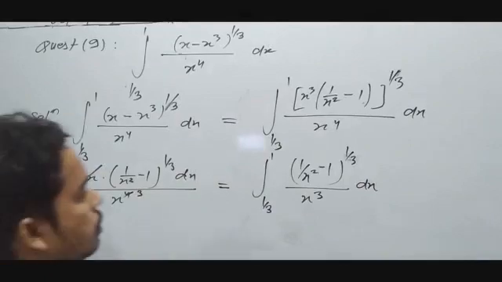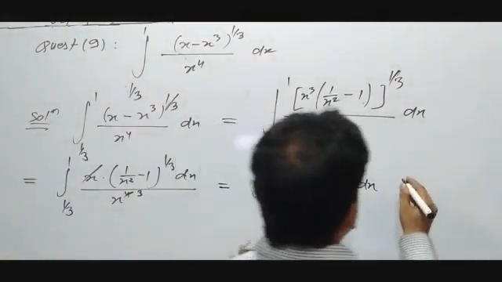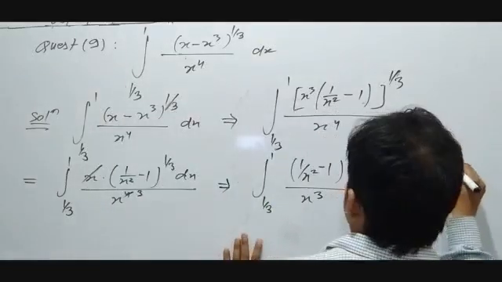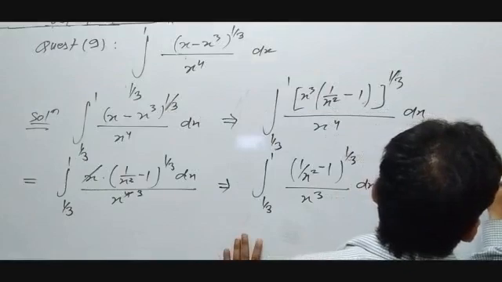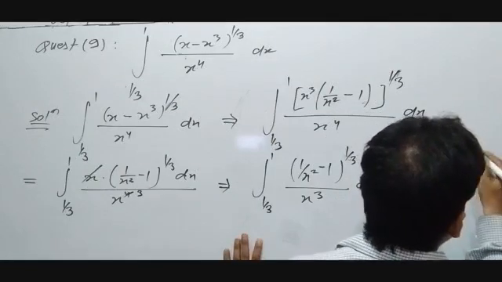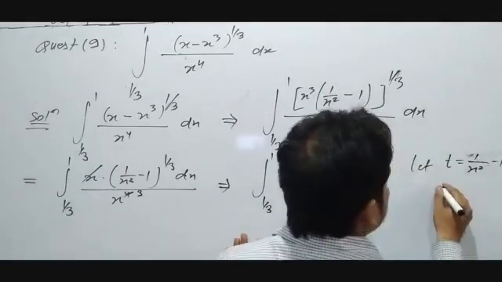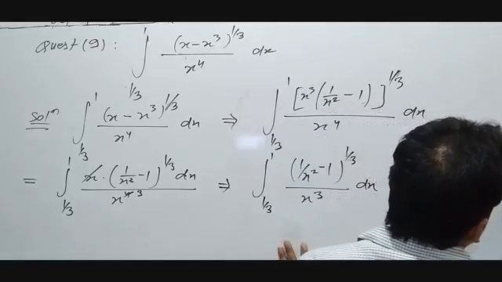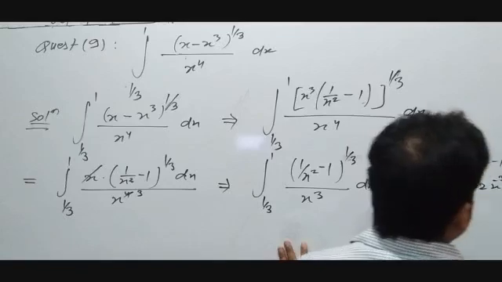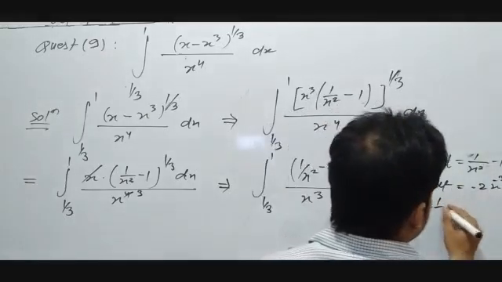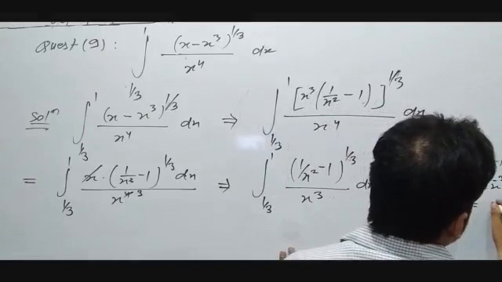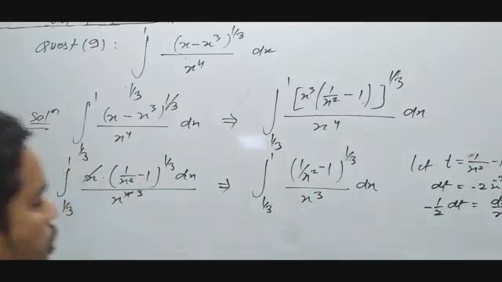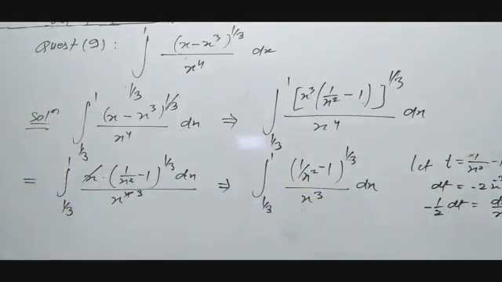Now you have to consider, let t is equal to 1 upon x square minus 1. Now dt will be equal to minus 2x power minus 3 dx. So minus 1 by 2 dt can be written as dx upon x cube. So this is dx upon x cube. See here.